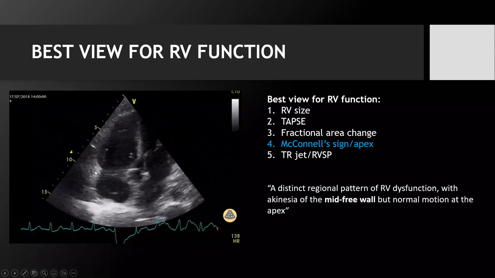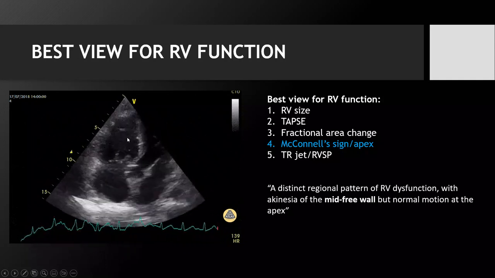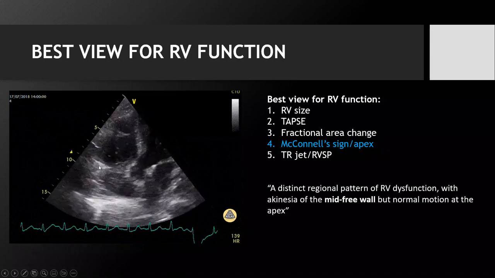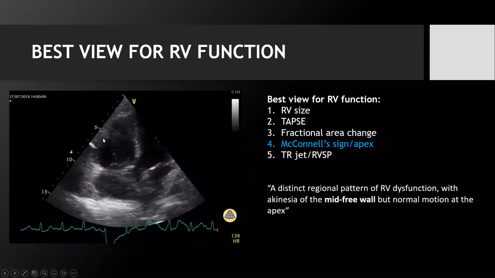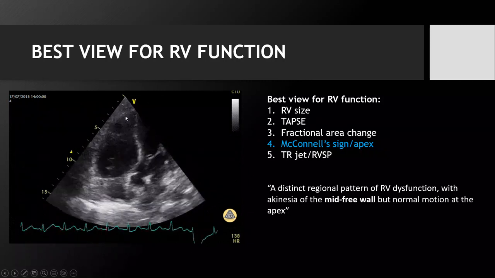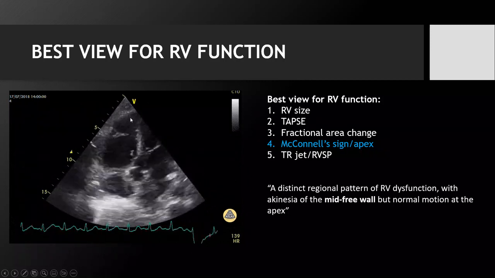And this is exactly the point that I was just discussing, where if you looked at fractional area change, for example, not much fractional area change, whether or not you measure it. TAPSE might be normal here, but mid-free wall is not doing anything, not participating in the bellows effect, whereas the apex is still functioning.